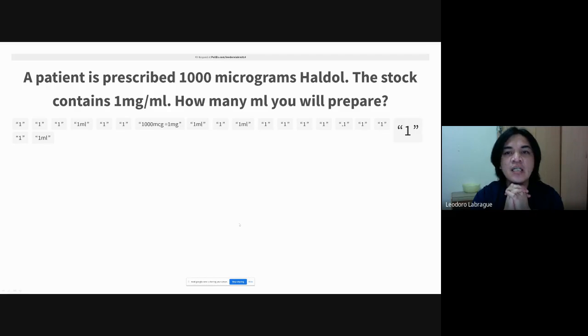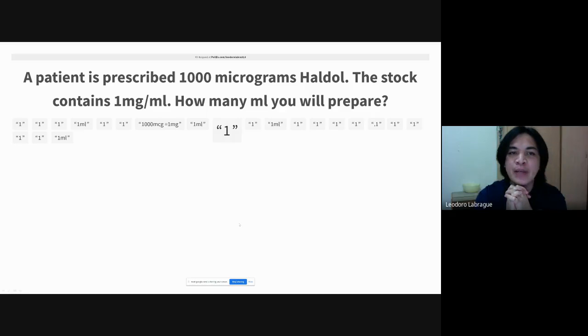Very easy drug problem. 1,000 micrograms is equals to 1 milligram. And the order is 1 milligram. And the available, again, is 1 milligram per ml. You don't even need a calculation here. So you're going to prepare 1 ml of Haldol to your patient.